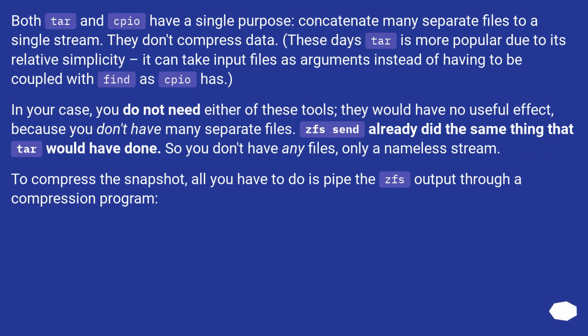Both tar and CPIO have a single purpose: concatenate many separate files to a single stream. They don't compress data. These days tar is more popular due to its relative simplicity. It can take input files as arguments instead of having to be coupled with find as CPIO has. In your case, you do not need either of these tools. They would have no useful effect, because you don't have many separate files.